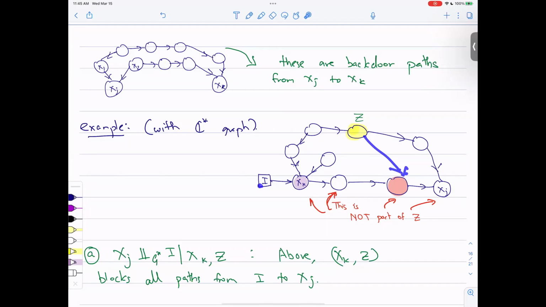Suppose this is there. What is your issue? So this is still, these two, this and Z, are they separated? They are, because of this collider. This becomes a collider. We are not conditioning on the red. That's a collider. Okay.